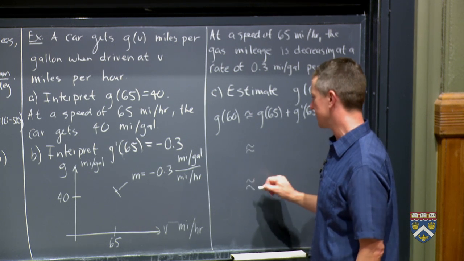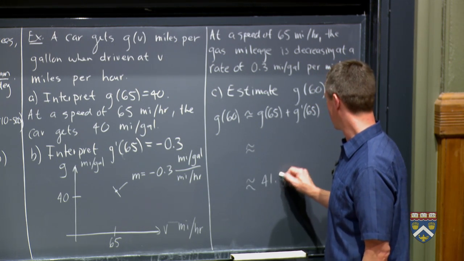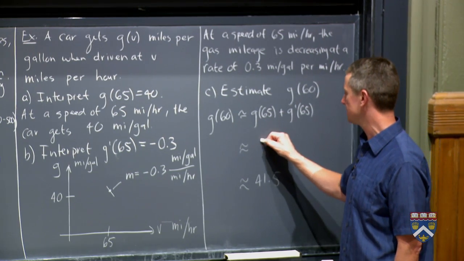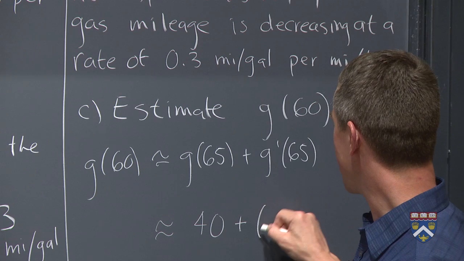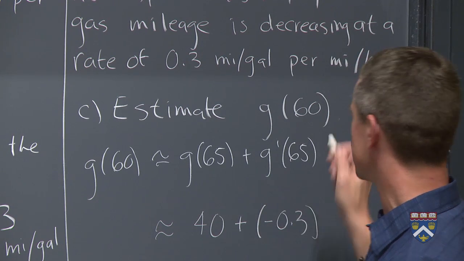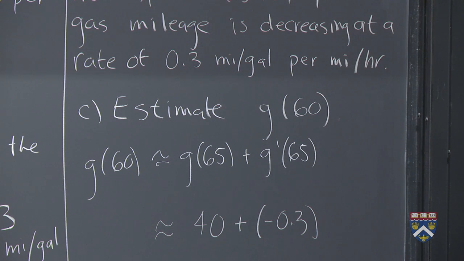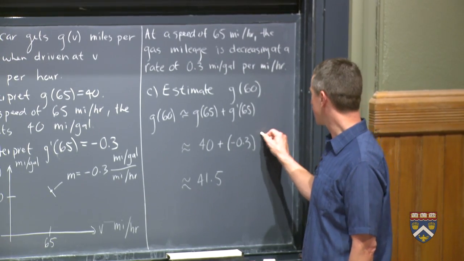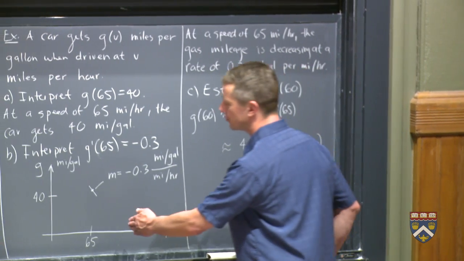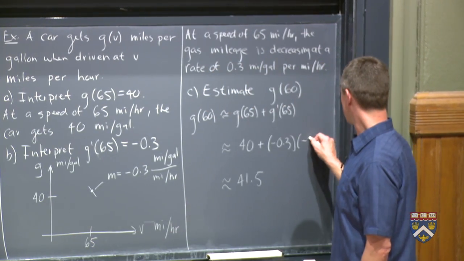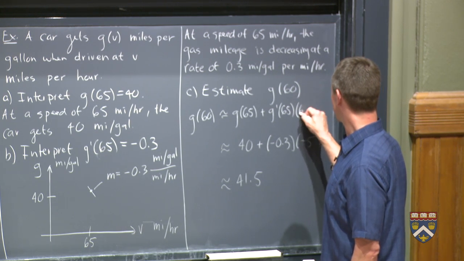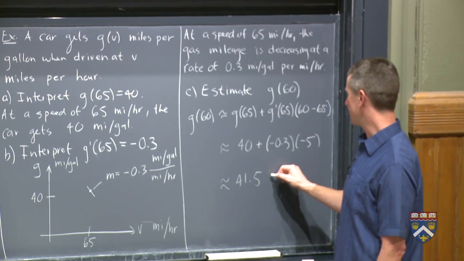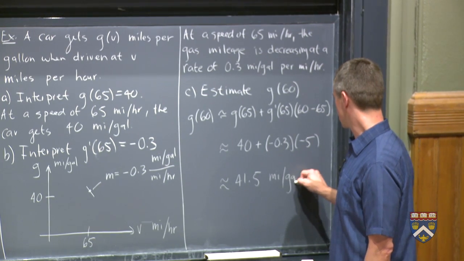So let's see how this all works out at the end. We said it's going to end up at 41.5 because we were getting 40 miles per gallon when we were going 65 miles an hour. But the rate of change was negative 0.3. That's what the G prime of 65 was. So how did this become a bigger number even if we had a negative there? That must have been because we had a negative here, right? We went 5 units backwards. So we went from 60 minus 65. And this is 41.5 miles per gallon.